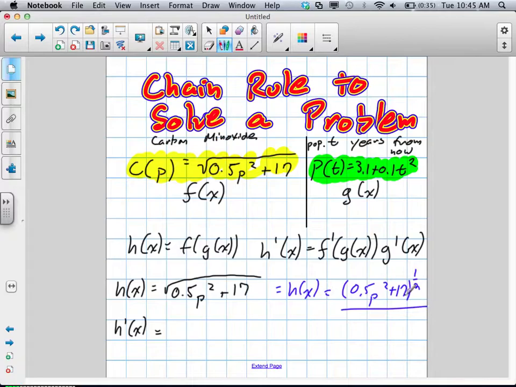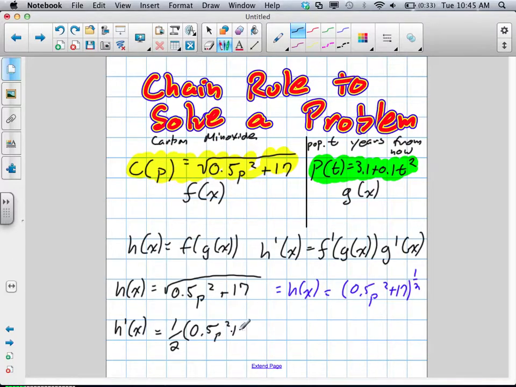Because it's like this, we're going to use our power of a function rule when we derive it. So we're going to get 1/2 multiplied by what's originally inside the equation, 0.5 p squared plus 17, then times the derivative of what's inside the equation. When we derive what's inside, 0.5 p squared, we bring the 2 down. 1/2 times 2 gives us 1. So we're essentially just multiplying by a value of p.